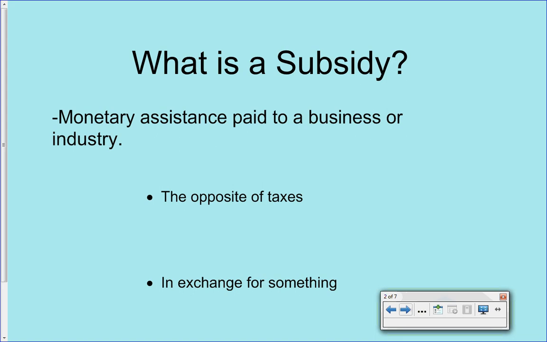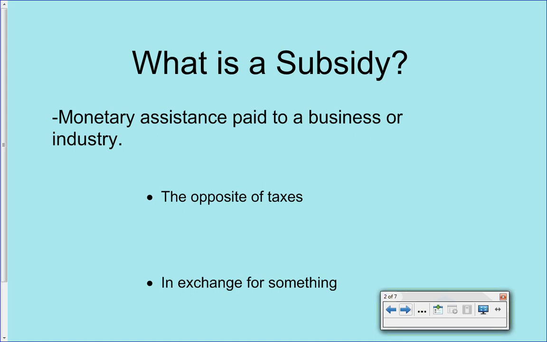The way it's defined is monetary assistance paid to a business or industry. The way I would explain that is that it is really the opposite of taxes. Taxes are where you give the government some money, and in turn, the government provides certain services or things that you want. So you give taxes, and the government gives you health care, military protection, firefighters, police officers, education, in those terms.